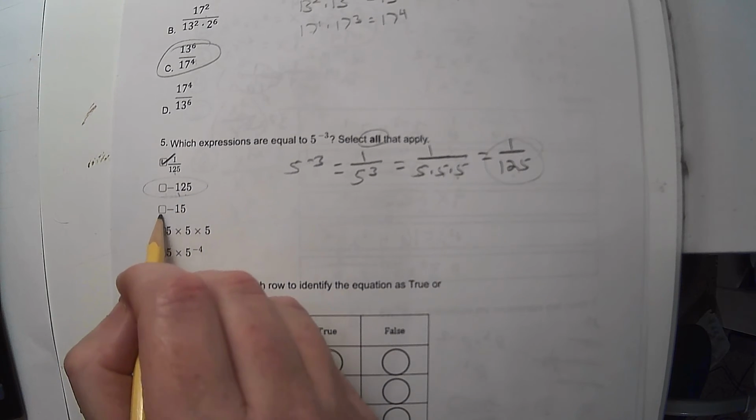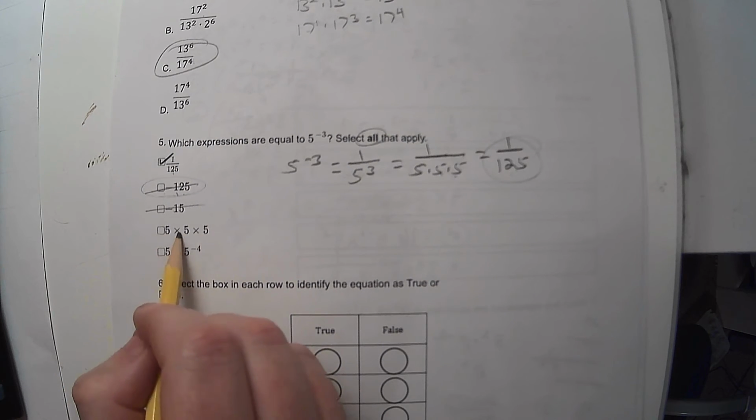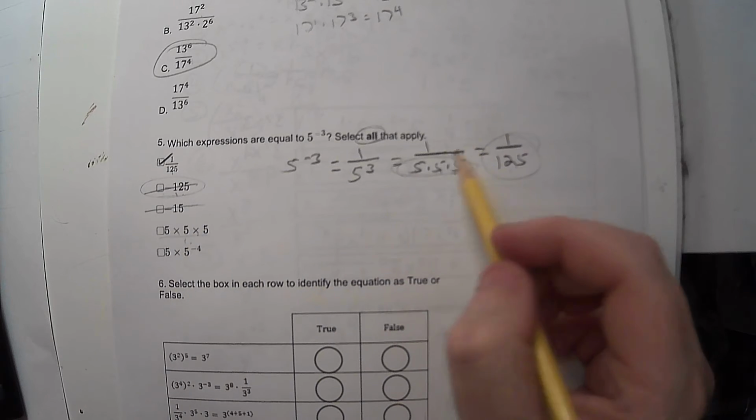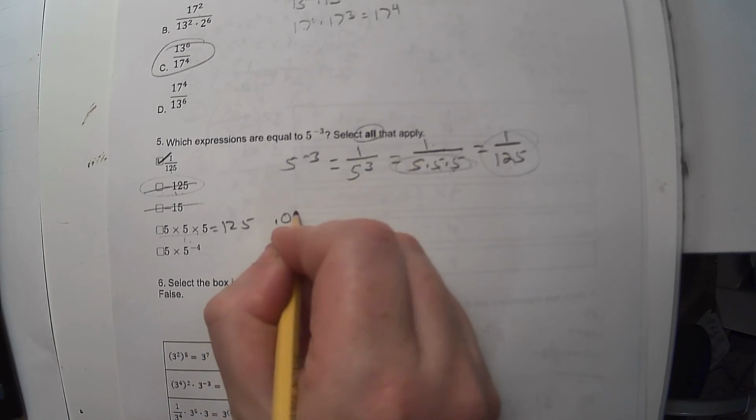All right, looking at negative 15, I can't have that one because that's not going to be the same. I do have my 5 times 5 times 5. I do have that listed over here. However, this has got an imaginary 1 under it. I don't need the 1 to be under it. I need the 1 to be over it. So in this case, that's like saying that you have $125, whereas this is like saying, again, you have 0.008 of a dollar. All right.